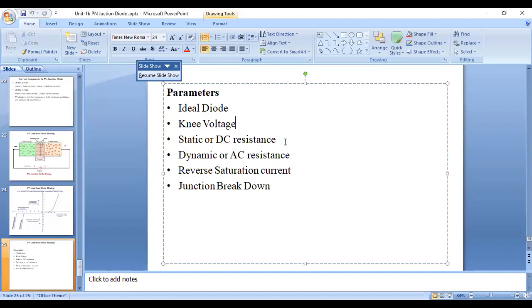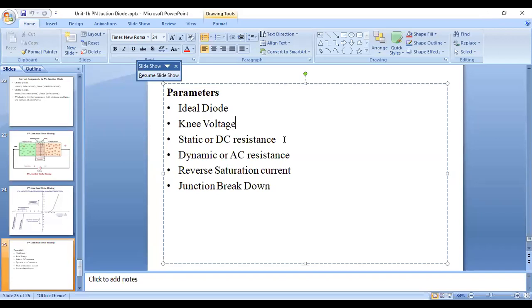What is static resistance? Static resistance means we take only a single point, where R is equal to V by I, or R is equal to V1 by I1. For dynamic resistance, we take the slope of voltage and current. From that slope, I can acquire the dynamic resistance, which is the reciprocal of the slope of the VI characteristics, that is delta V by delta I, (V2 minus V1) by (I2 minus I1).